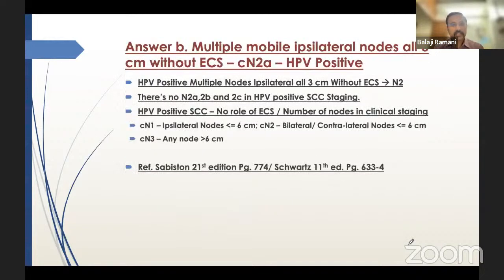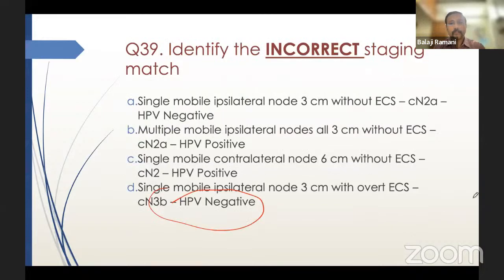So actually, my friends, this one has got multiple incorrect statements. I think the answer should have been, okay, let's look at it. Single mobile ipsilateral node 3 centimeter without ECS. What is the grouping for this? Is A true or false? Yes, so this one is N1. So this is a false statement. This is incorrect.